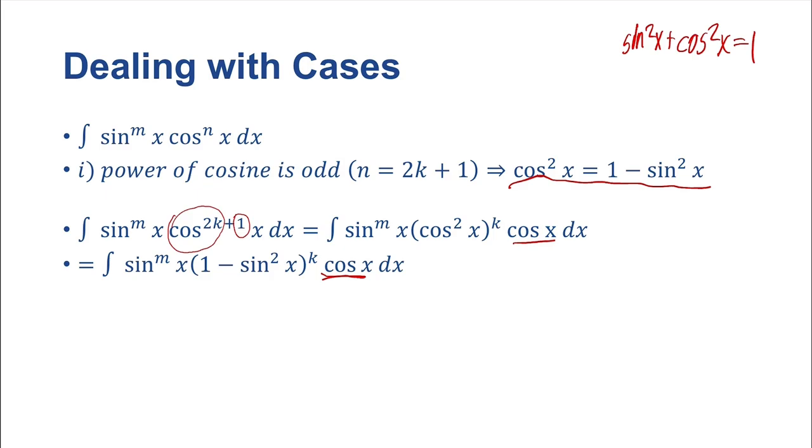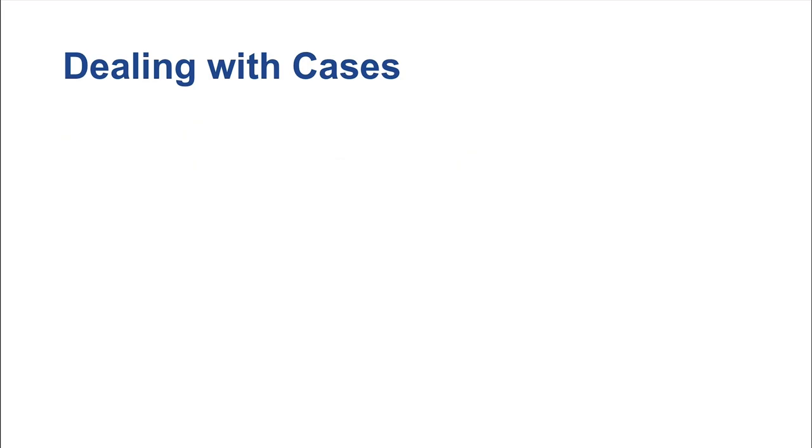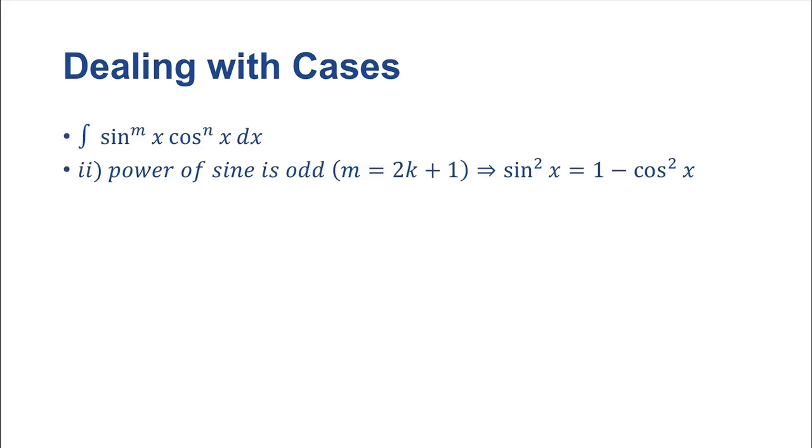Okay, so now let's talk about the second case. This is the case where the power of sine is odd. So when the power of sine is odd, that means m is equal to 2k plus 1. Now we're going to rewrite the Pythagorean identity and use it in the form sine squared of x is equal to 1 minus cosine squared of x. Now we're going to do something extremely similar, applying this identity.